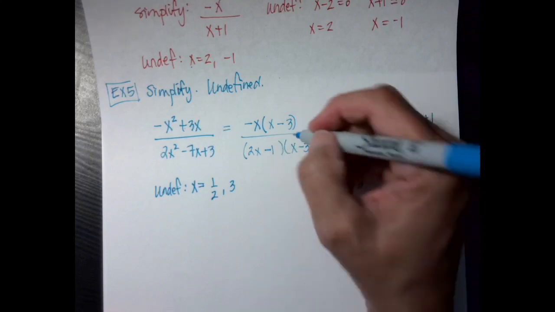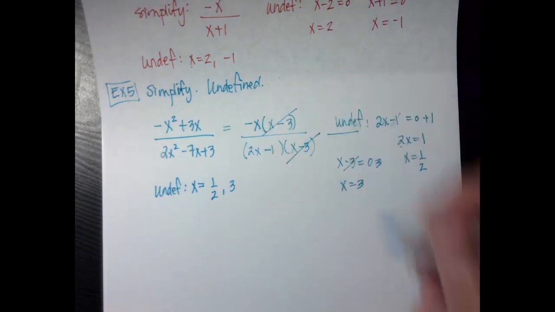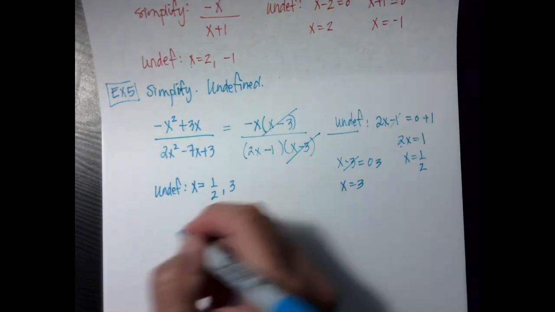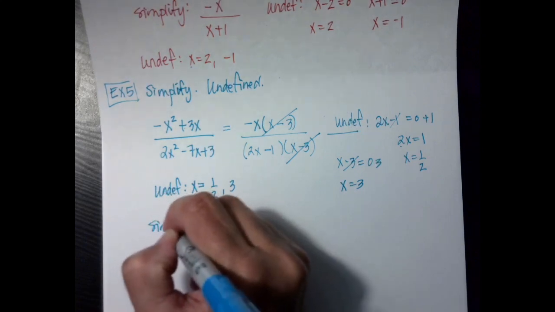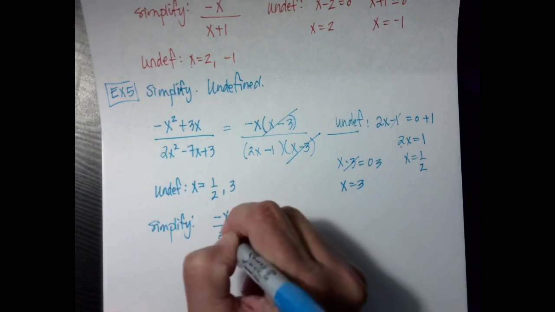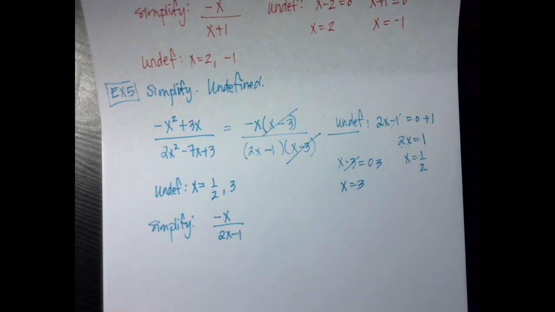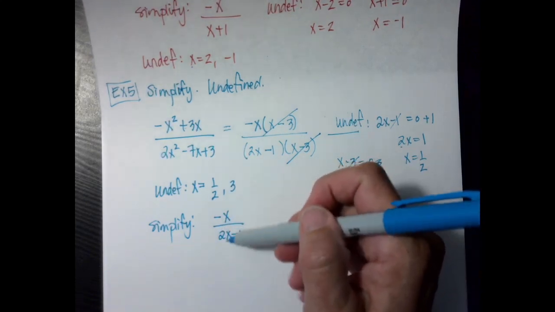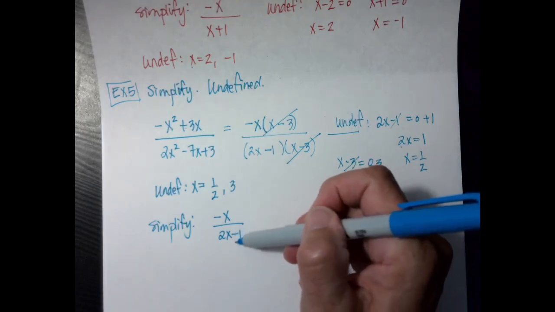Now I'm going to simplify my expression. These guys are multiplied, those can cancel. And so when I write simplify, I'm going to have a negative x over 2x minus 1. This cannot be simplified anymore because the bottom is separated by a minus or a plus.